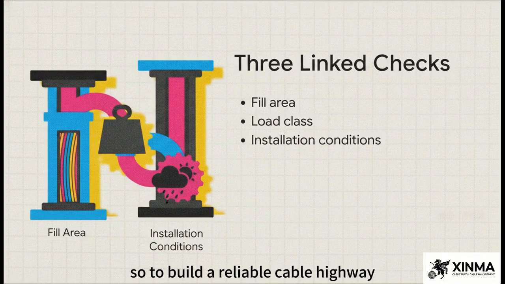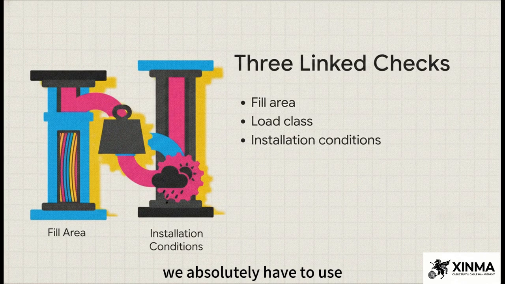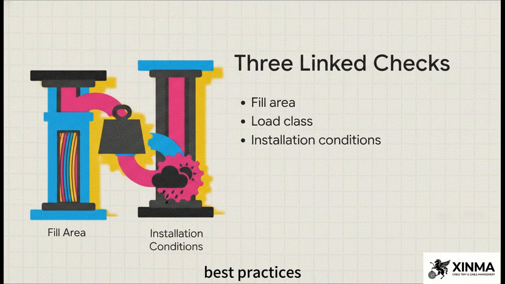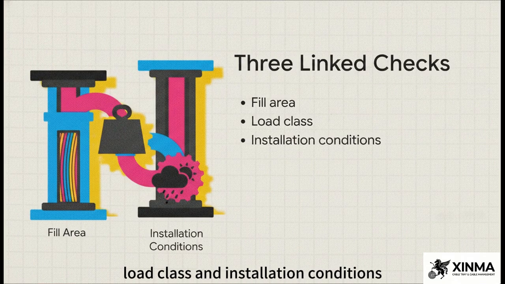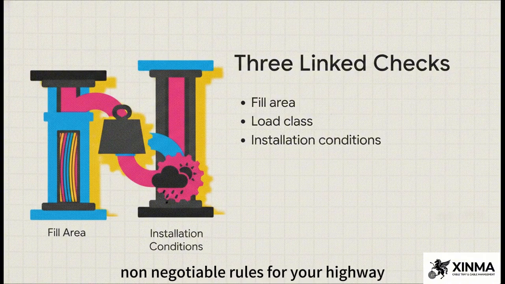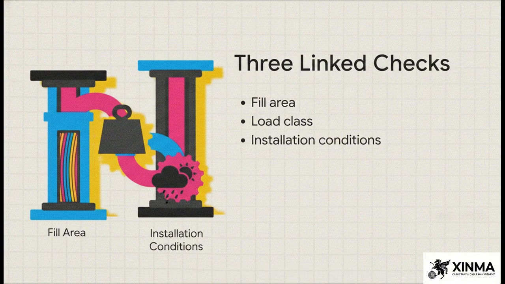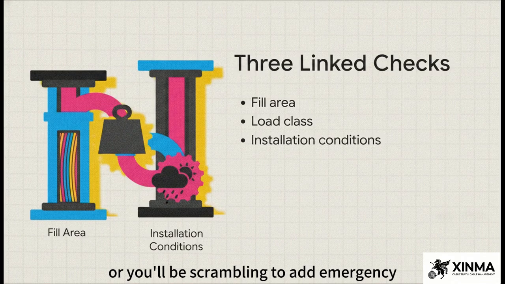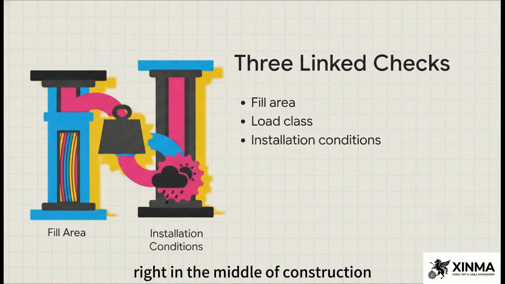So to build a reliable cable highway, there is a foundational framework we absolutely have to use, and this is sourced directly from industry best practices. It all comes down to what we call the 3 linked checks. These are fill area, load class, and installation conditions. Think of these as the 3 non-negotiable rules for your highway. Because if you miss even one of these checks, well, your tray is either going to run out of space prematurely, or you'll be scrambling to add emergency structural supports right in the middle of construction. Let's break these down one by one.